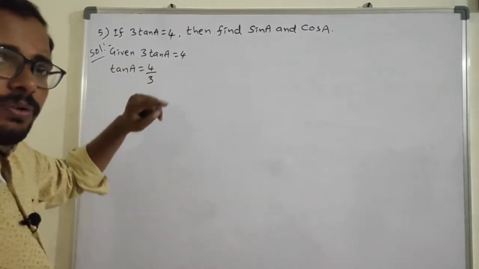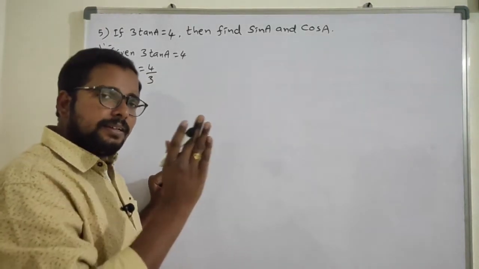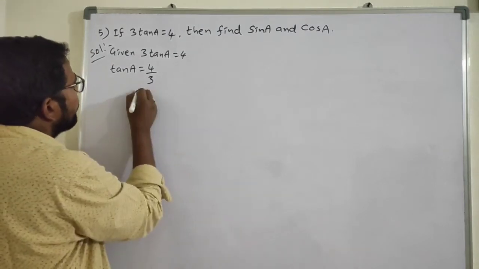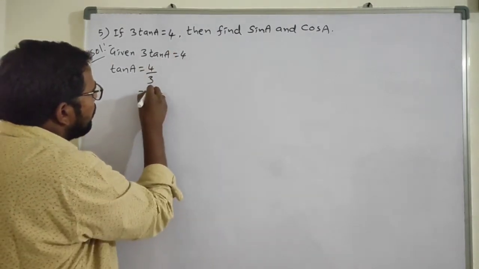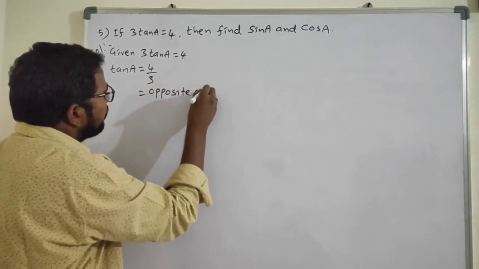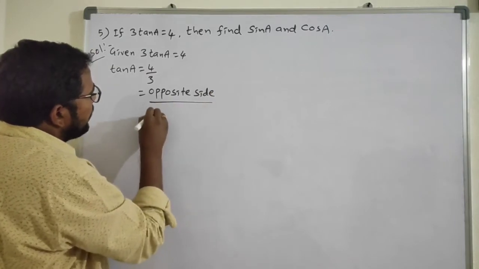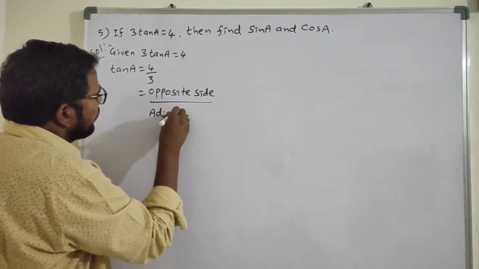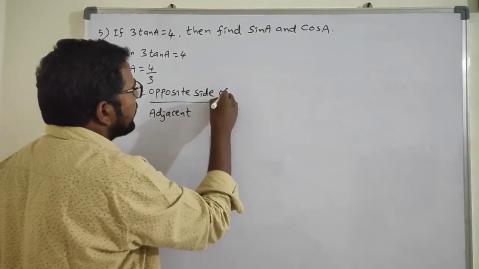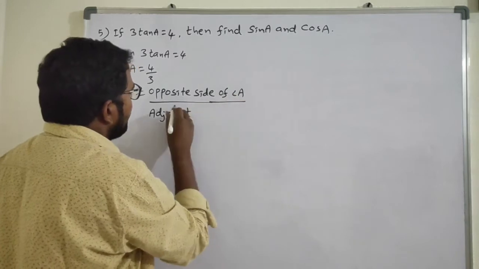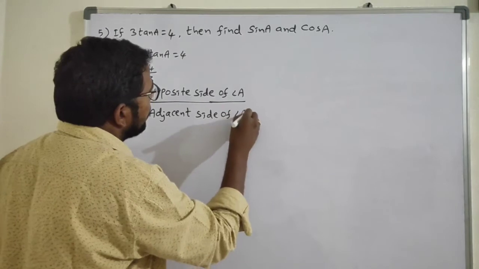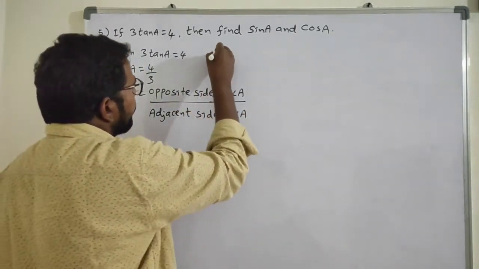And what is the tan ratio? Opposite side by adjacent side. So you can write this as a ratio: opposite side of angle A by adjacent side of angle A. So take the diagram.